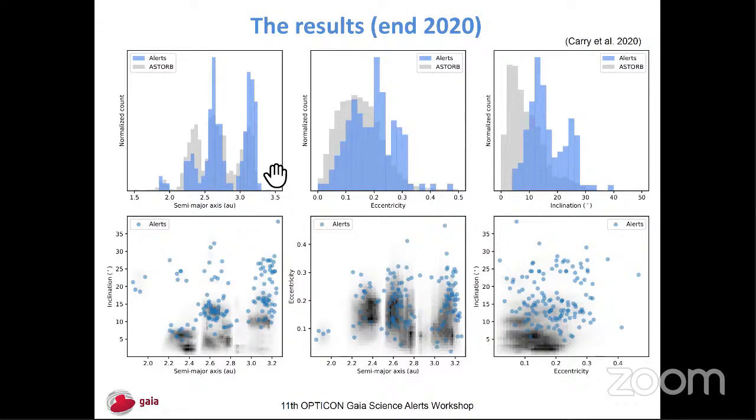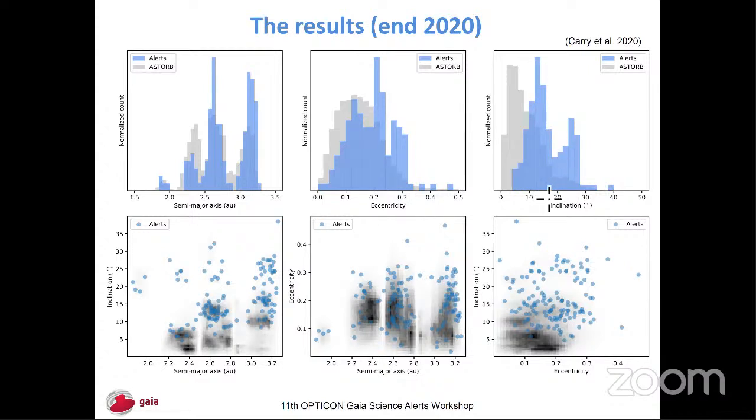And we have that kind of situation for the semi-major axis. In gray, you have the Astorb situation. In blue, the results for the activity of Gaia follow-up. And for eccentricity, we have this one with a bias for the high eccentricity. And for the inclination, here we have a very visible bias for the high inclination.